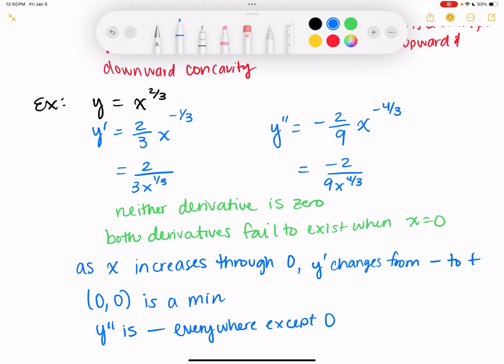Now, this part isn't going to come into play till much later, but because of that, the curve is concave down. But you don't need to worry about that just yet, because that's not until like 5.3 or something.